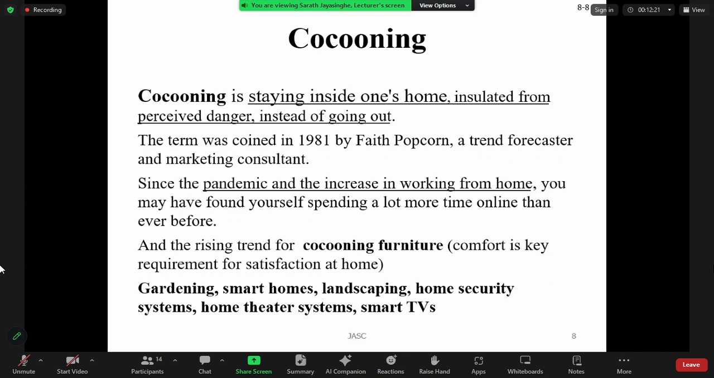Therefore, we must control all those things. To do that, we must have some kind of furniture, rooms, some setup, right? For example, if you are limited to home, sometimes you need some other activity, right? You are not going out, so you need some exercises, some engagement, right? Maybe gardening, and sometimes smart homes, different setups and landscaping, home security systems, home theater systems, smart TVs, right? You need those kinds of things, right?